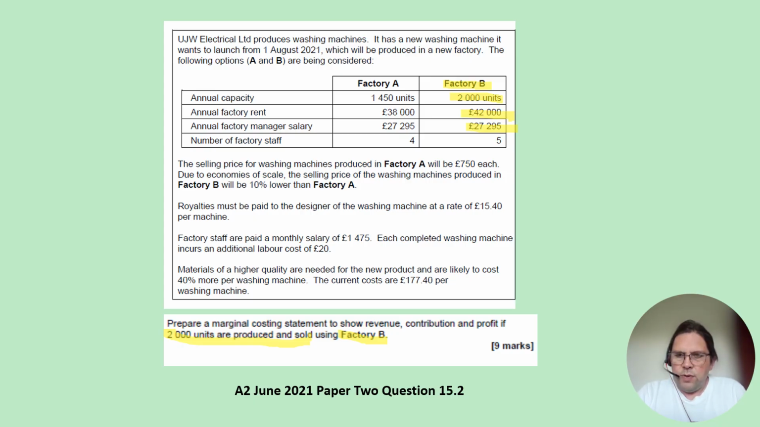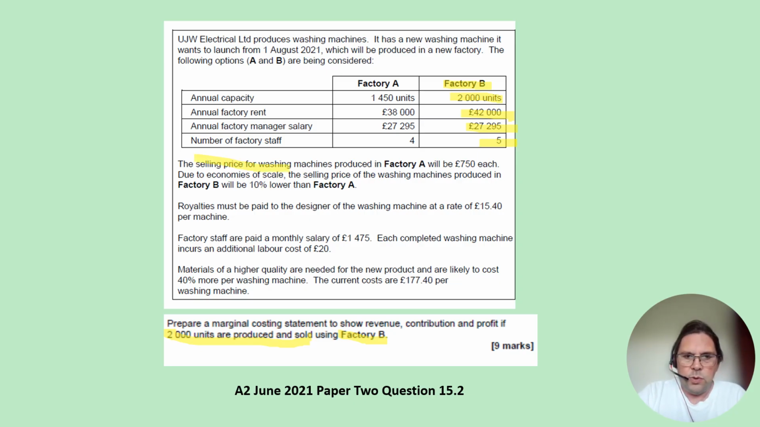We've got an annual factory rent of 42,000, so that'll be a fixed cost because rent is a fixed cost, it doesn't change in line with output. We've got an annual factory manager's salary of 27,295, so that's another fixed cost we need to remember. And we've got 5 members of factory staff. That'll become important in a moment.